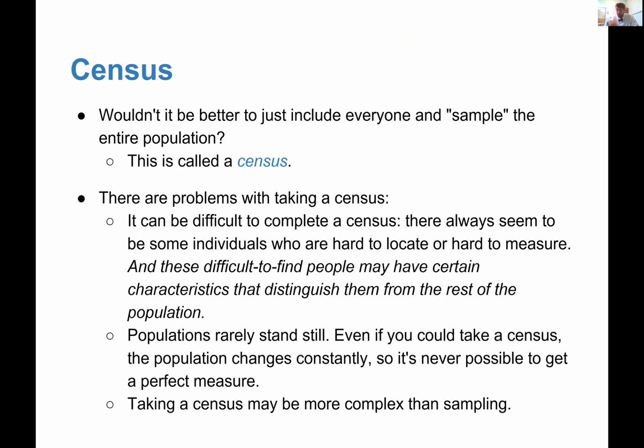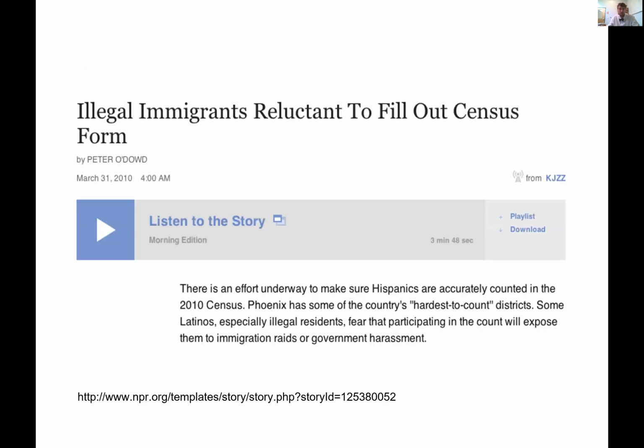So if you want to know something about, say, all Americans, all people, it's really hard to do that. And populations rarely stand still. And so taking a census can be really complex sometimes. Although we do take a census in America every 10 years. So the most recent census was last year. Here's an NPR story from the census before that, 2010, talking about how certain populations could be less likely to answer a census.